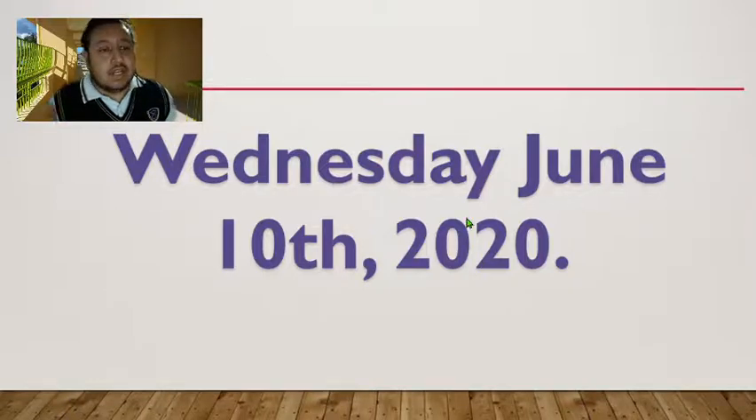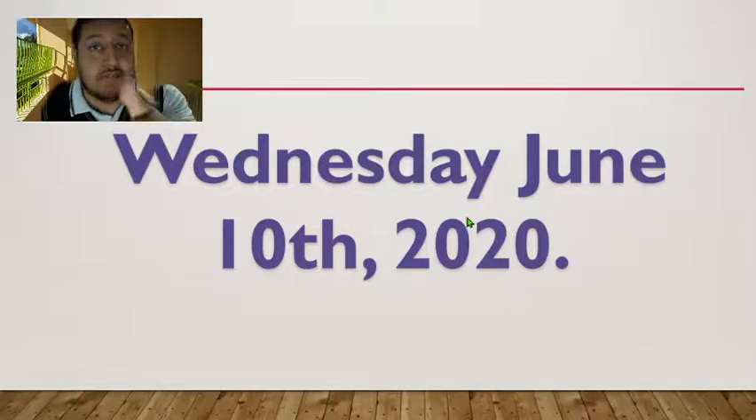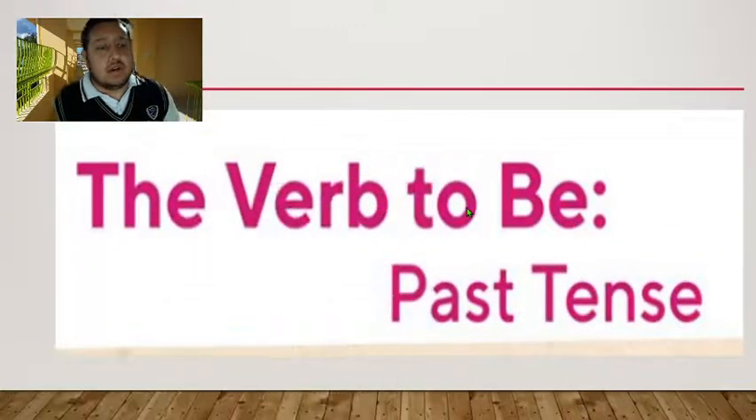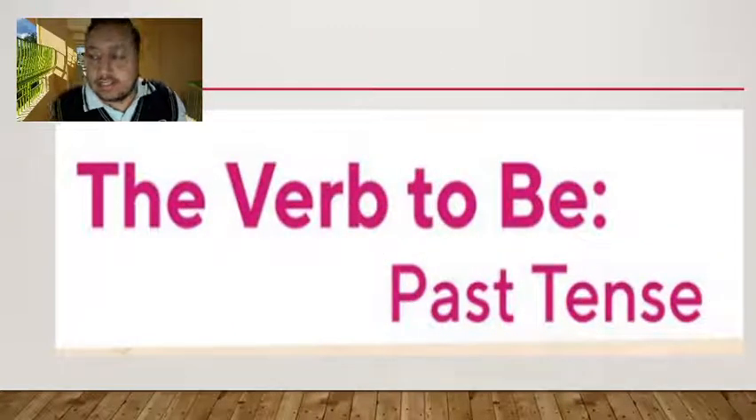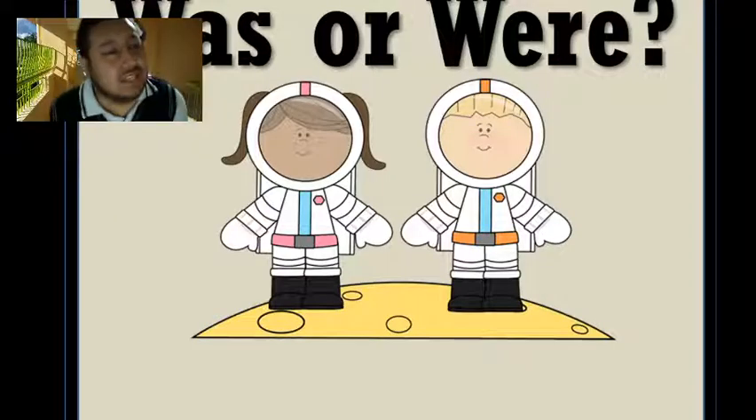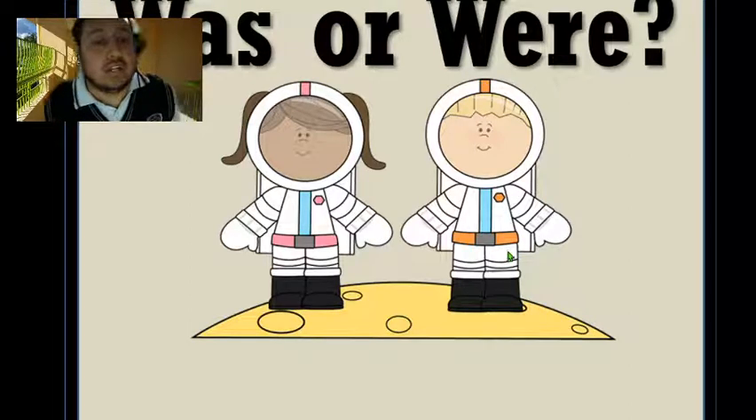So today guys, I really appreciate the fact that you sent me your homework and everything yesterday. But today we're going to work on the verb to be in the past tense, right? We already worked with the verb to be in the present, which is am, is, are. But the past tense of this is was or were, right? So we're going to work on this, the was and were. But how do we use was and were?